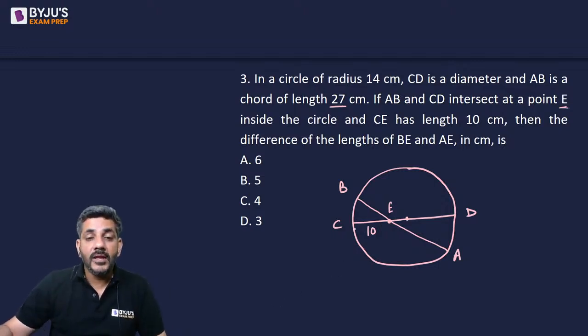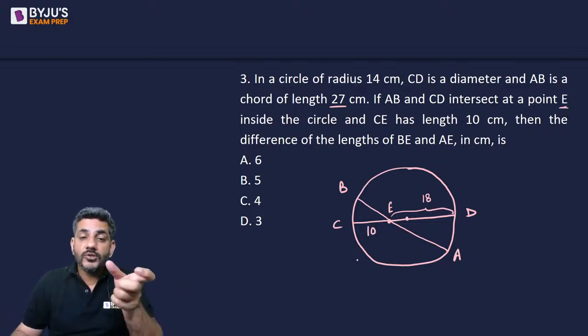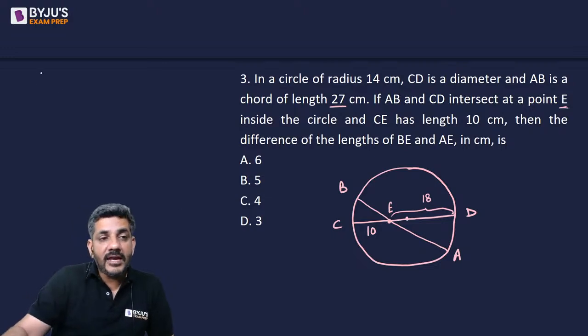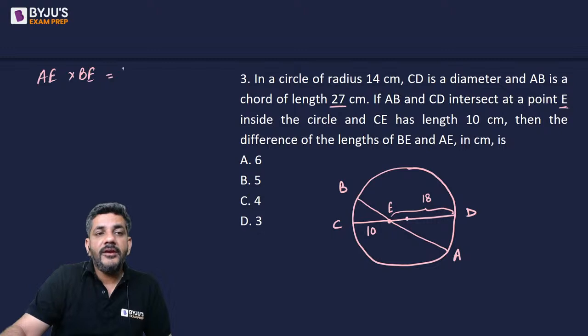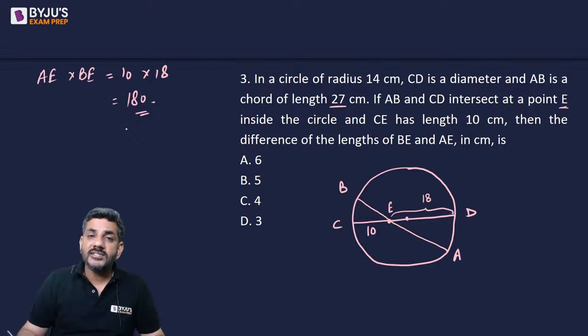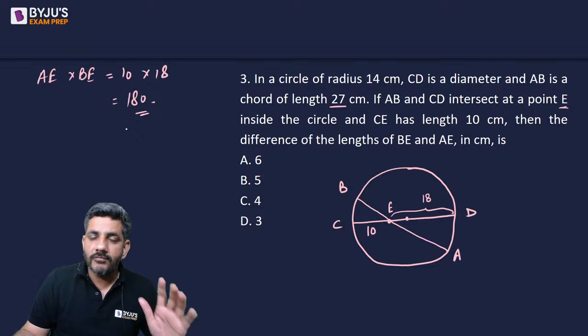So first of all, if CE has a length of 10, can I say ED will have a length of 18? Because the total length of CD is 28. So CE is 10, then ED will be 18. That means these are 10 and 18. Now can I say that AE into BE is CE into DE? That's a property of circles. If two chords intersect at a point E, in that case, the products of the parts intercepted are always equal.